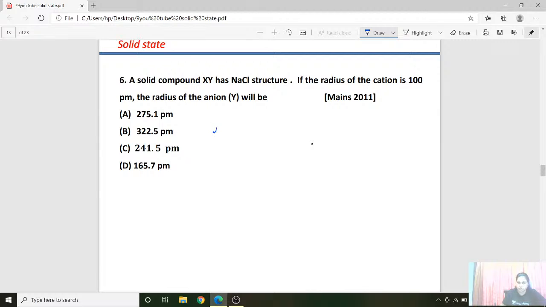Radius ratio is equal to the radius of the cation divided by the radius of the anion. Now this radius ratio is equal to 0.414. The cation is given as 100. You have to find out the radius of the anion. So R minus is equal to 100 divided by 0.414. So how much are you going to get?